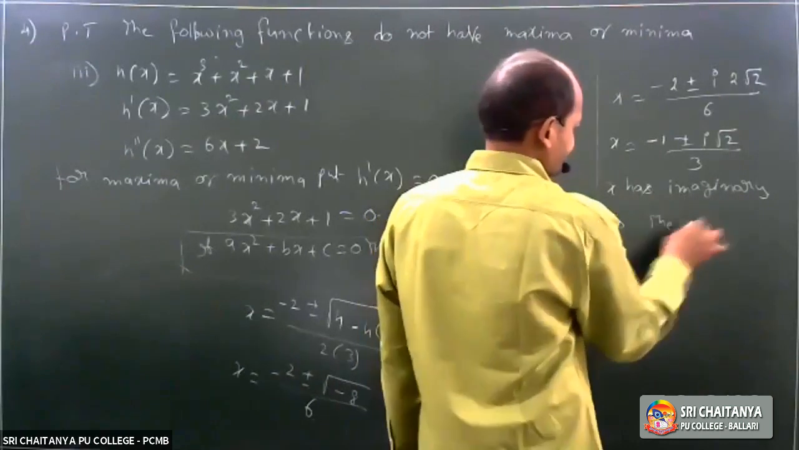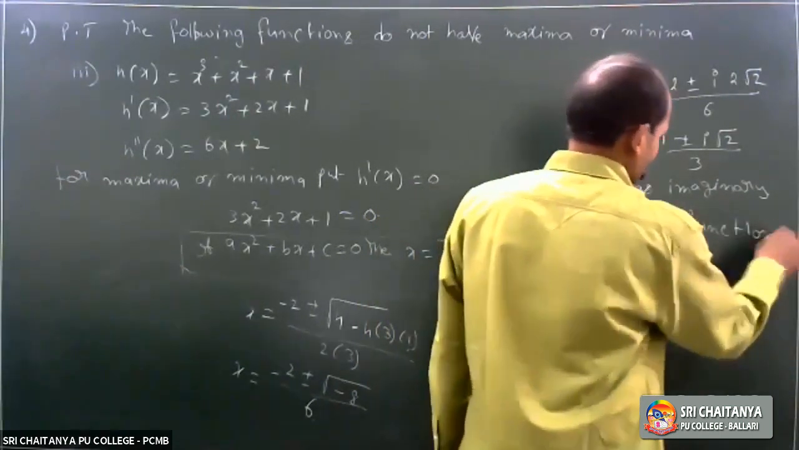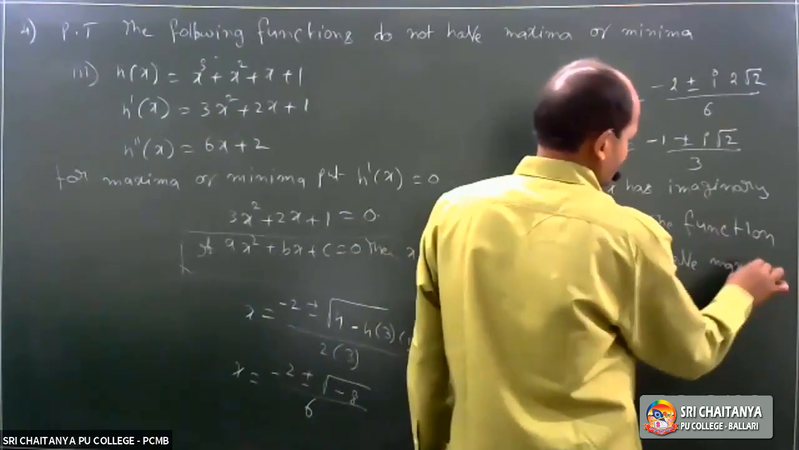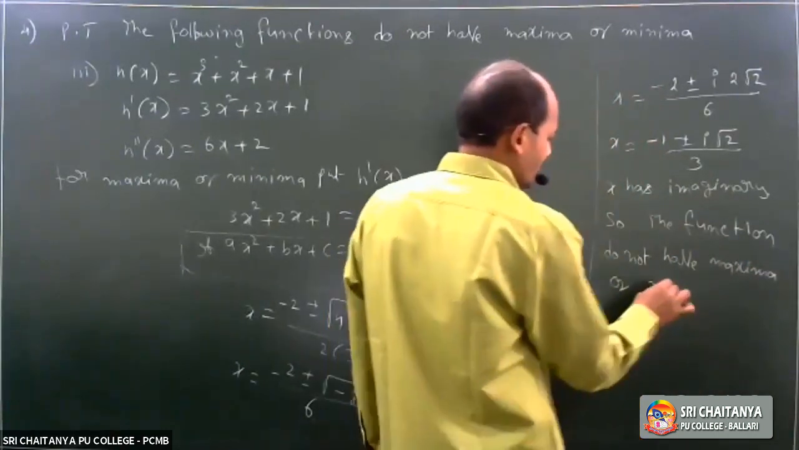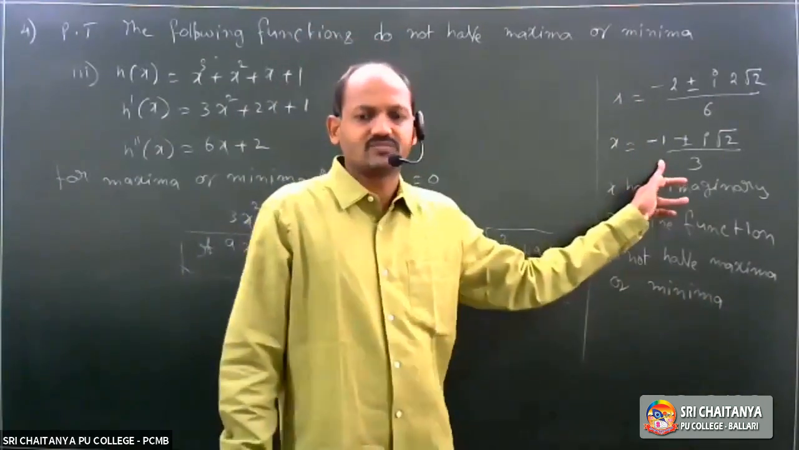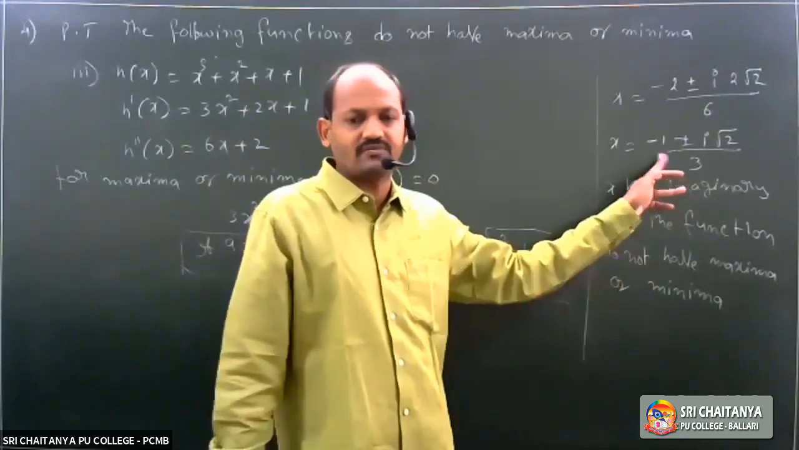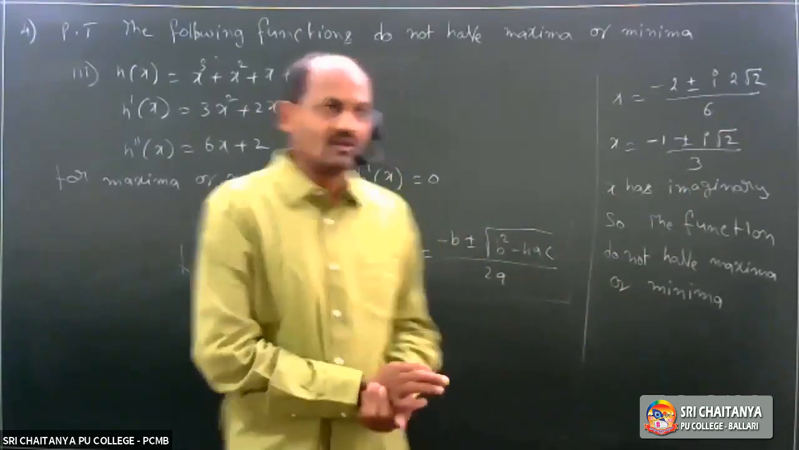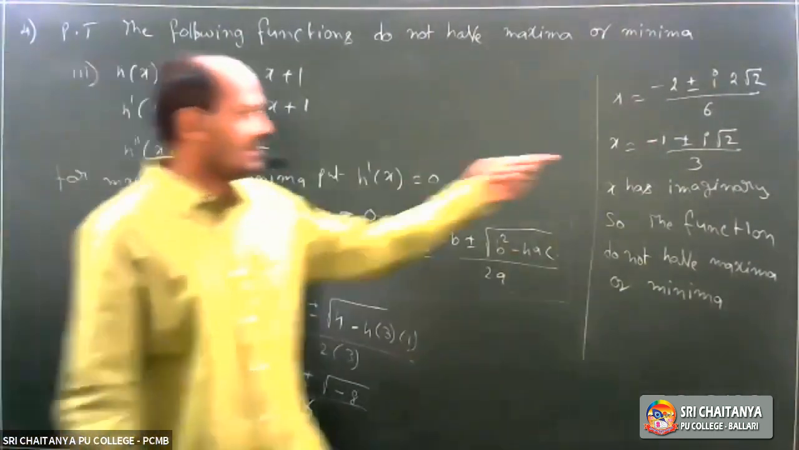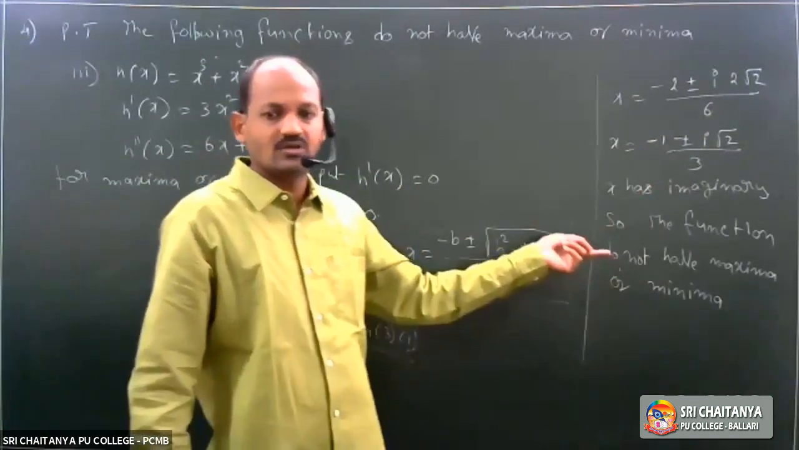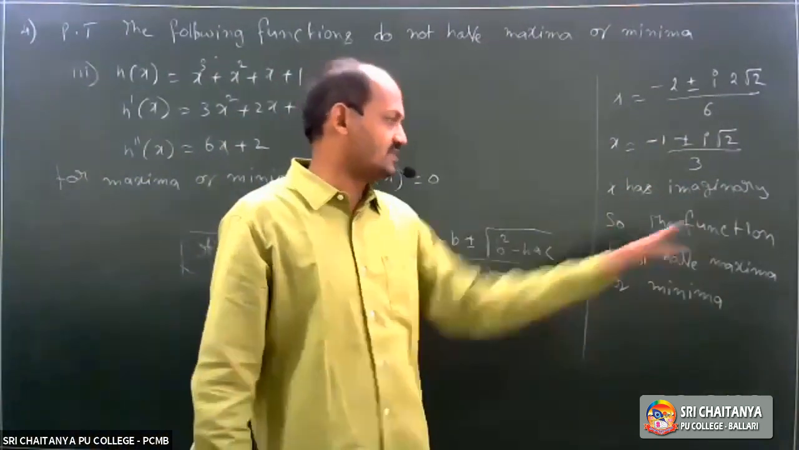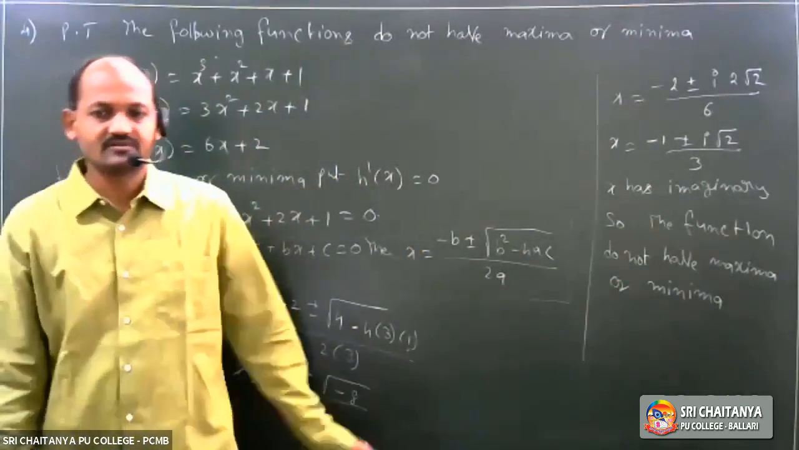So the function does not have maximum or minimum. Okay? In case x is real, meaning minus infinity to plus infinity, fractions, 0, positive, negative, any values, that value is substituted in the second order derivative. Negative means maximum, positive means minimum. But here x is imaginary, so it is not possible to substitute in the given function. Therefore, x is imaginary, so the function does not have a maximum or a minimum. Okay, write down.